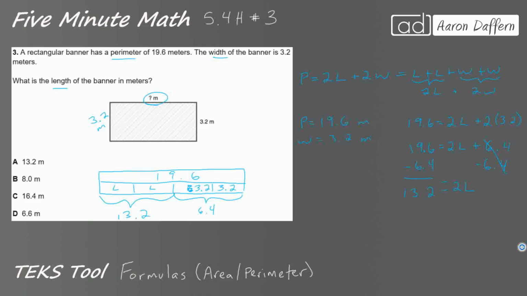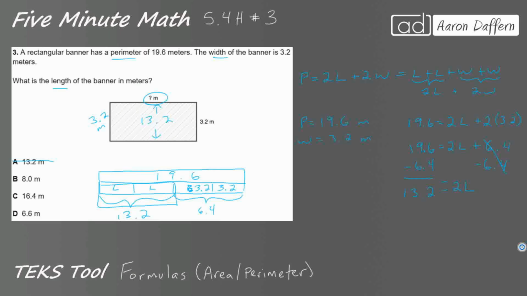Now, I need you to realize that is not the answer. That's probably the most chosen incorrect answer. That is not the answer, because look what's left. Look at my strip diagram. I've got two L's in my 13.2. So this 13.2 is this plus this together. I need to split it in half.